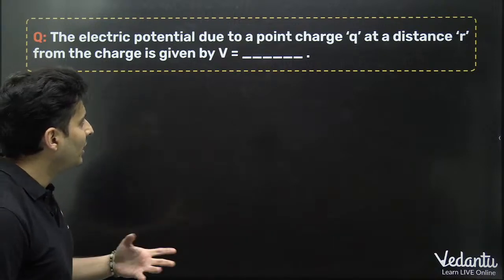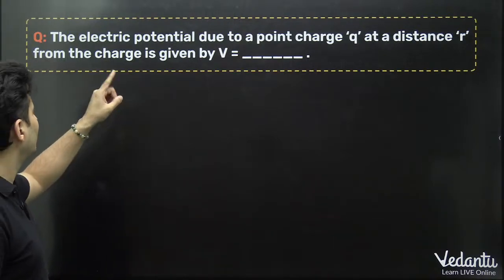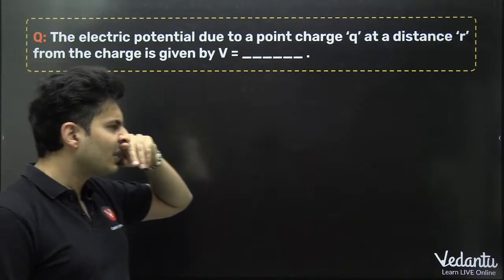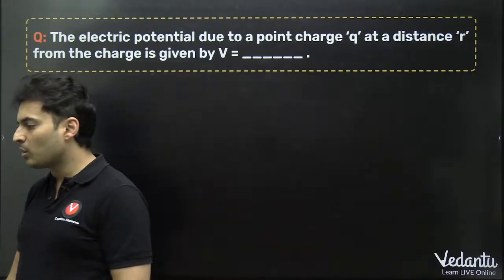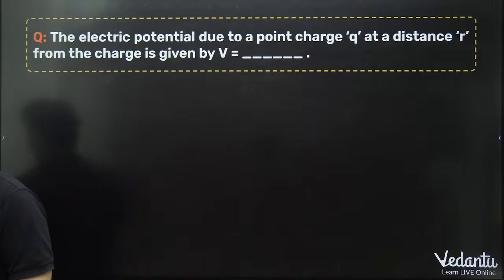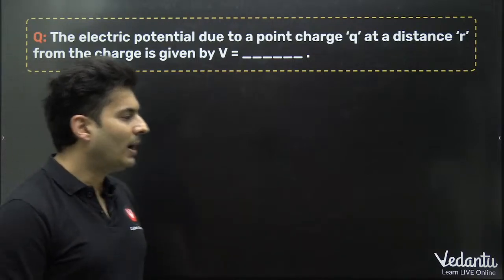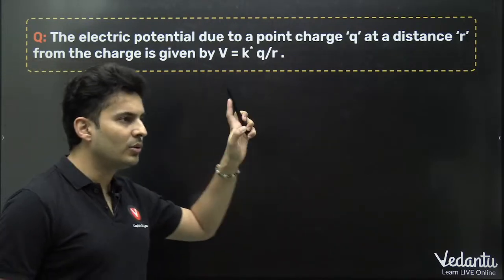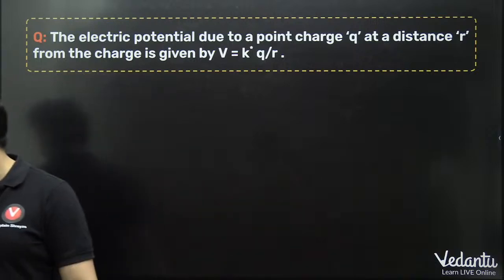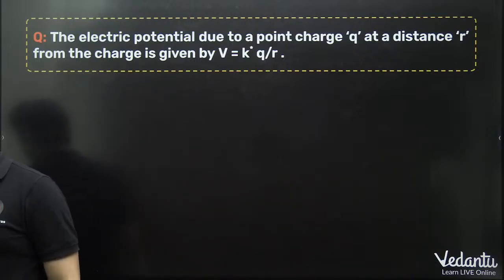Electric potential due to a point charge Q at a distance R from the charge is given by V is equal to what? Come on, my dear warriors. This is very straightforward. What is the formula for the potential? Everybody must be knowing this. Yes, it is KQ by R. That's it. As simple as that. Very good.